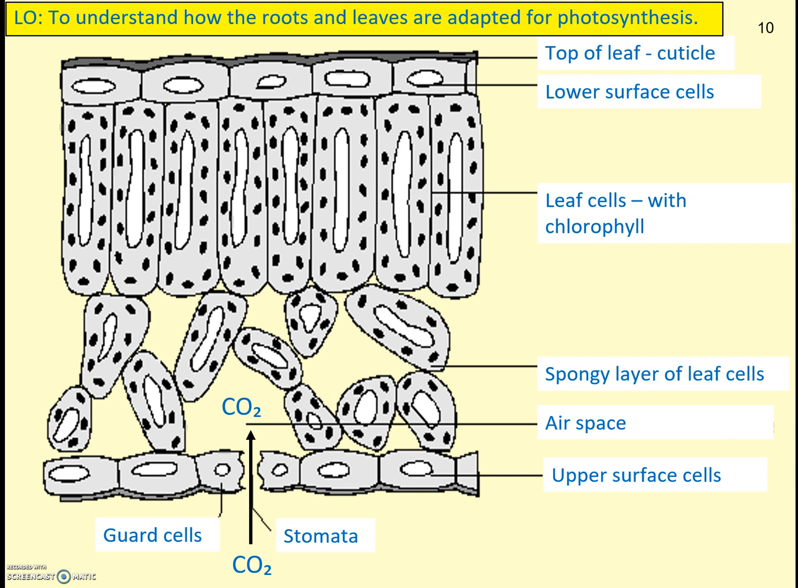Okay, so this is what the internal structure of the leaf looks like. The first layer, which is the epidermis, which is at the top, this is where the cuticle is. This waxy cuticle acts in protecting the leaf from drying out. There is also an epidermis layer at the bottom of the plant, and that's where we have lots of little holes.